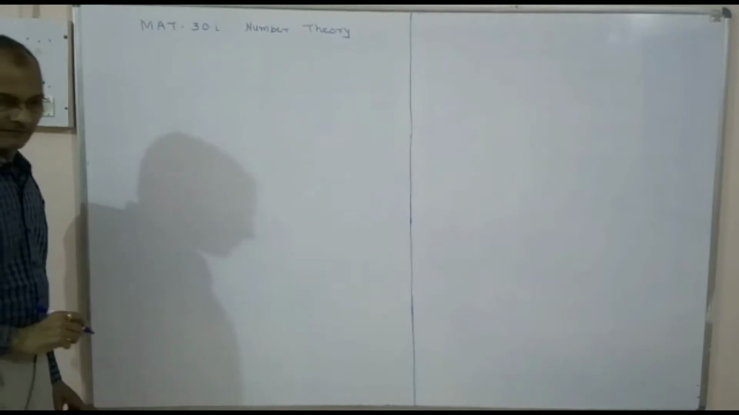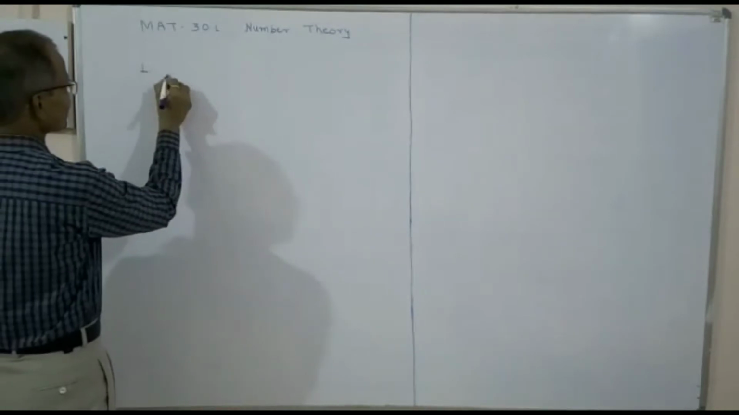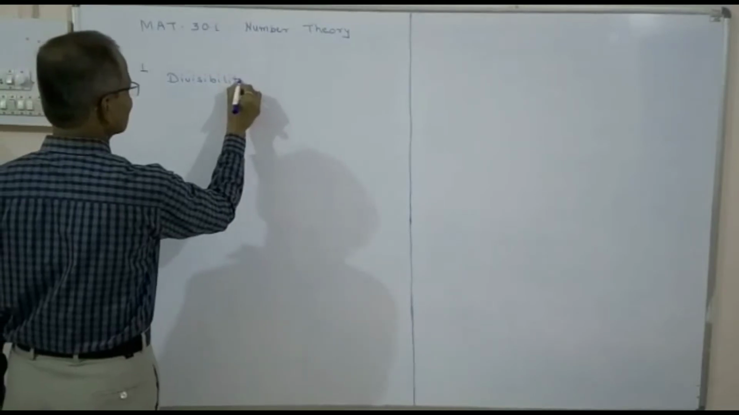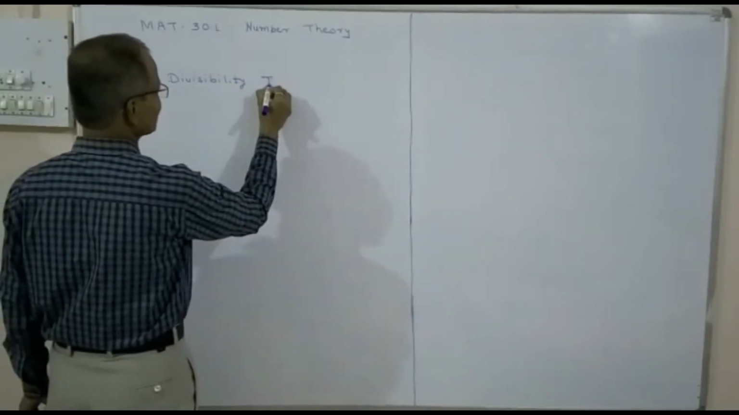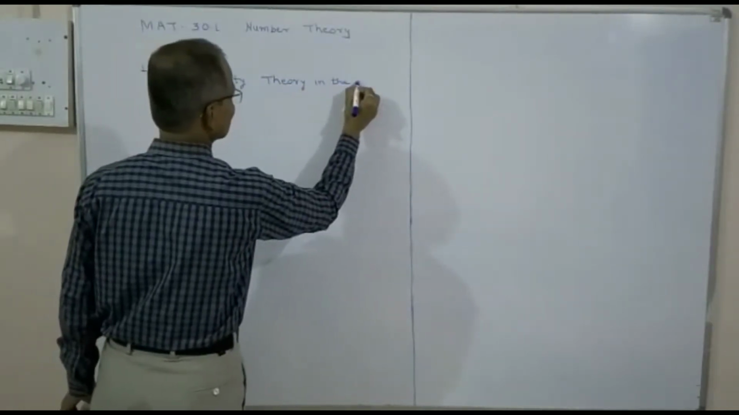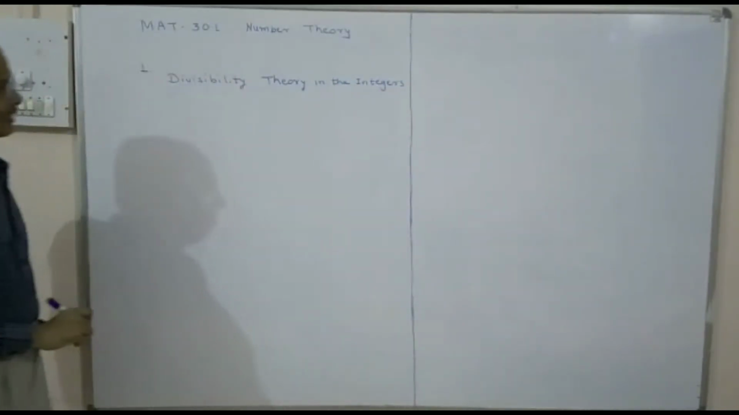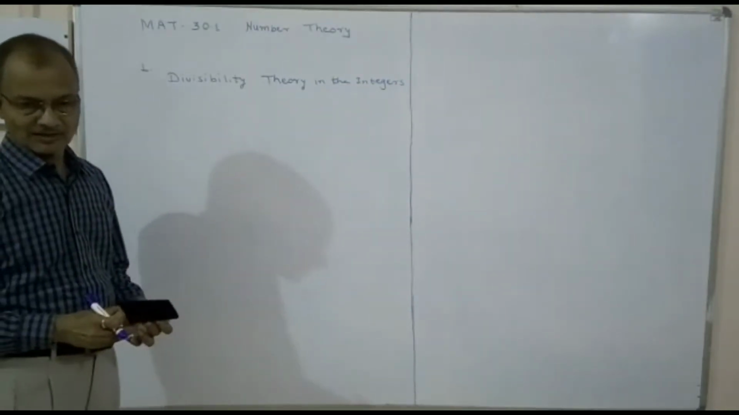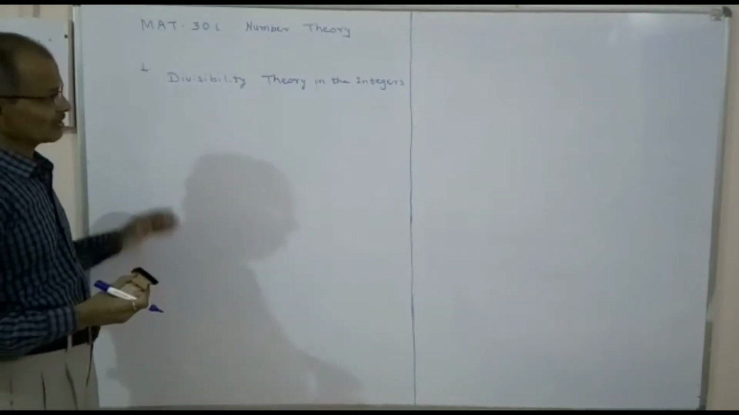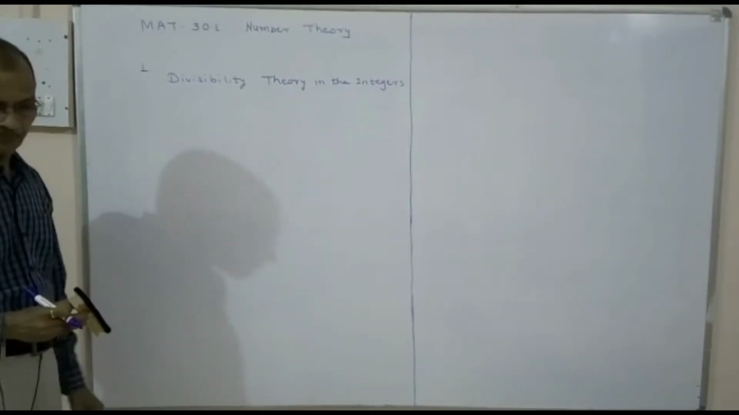In this paper, the first chapter is divisibility theory in the integers. Then we shall study the prime numbers in this paper, and further we shall study congruences, Fermat's theorem and Euler's phi function, etc. We shall study in the number theory paper.